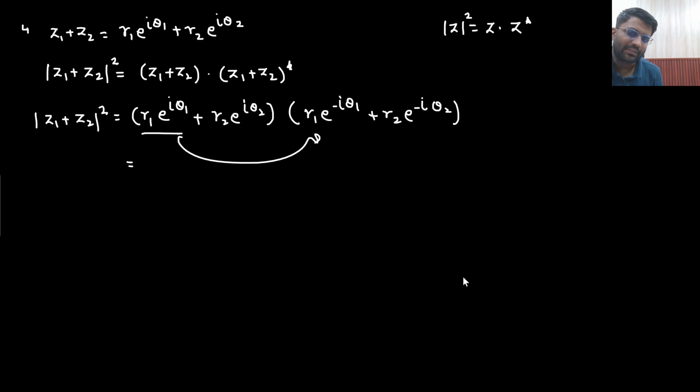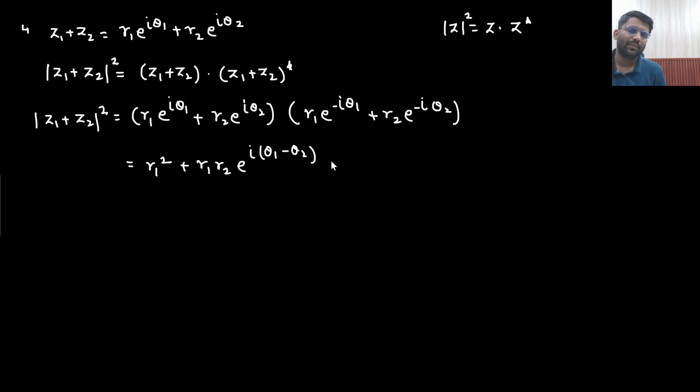This number will be multiplied with this number. What will you get? R1 e to the power iota theta 1 multiplied with R1 e to the power minus iota theta 1. I will get R1 square, because e to the power iota theta 1 and e to the power minus iota theta 1 will get cancelled out. Plus R1 e to the power iota theta 1 will be multiplied with R2 e to the power minus iota theta 2. So what will I get? R1 R2 e to the power iota theta 1 minus theta 2.